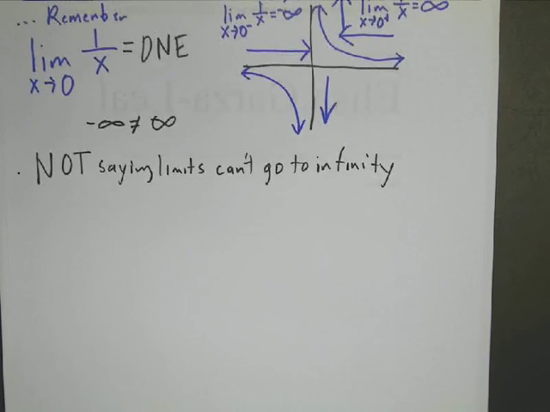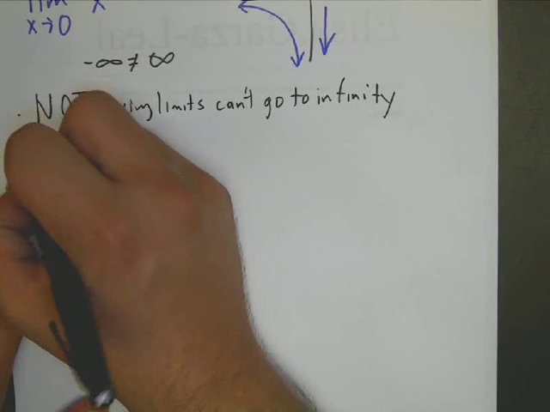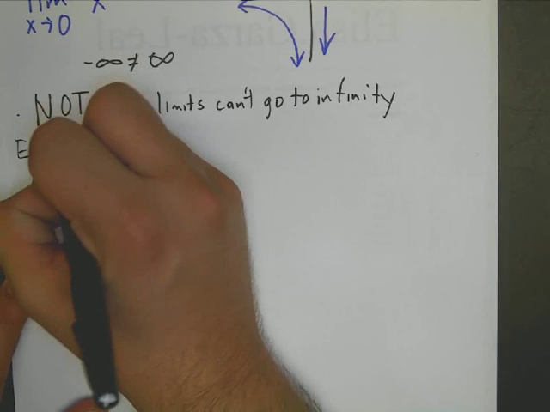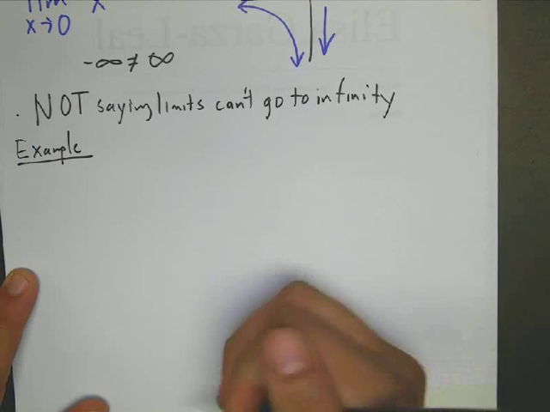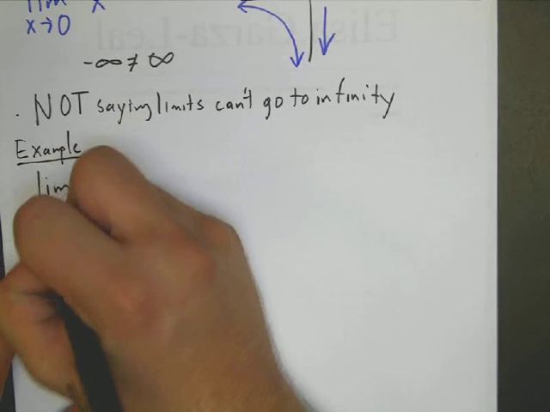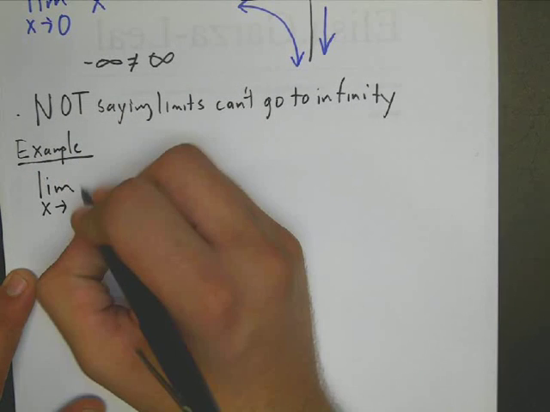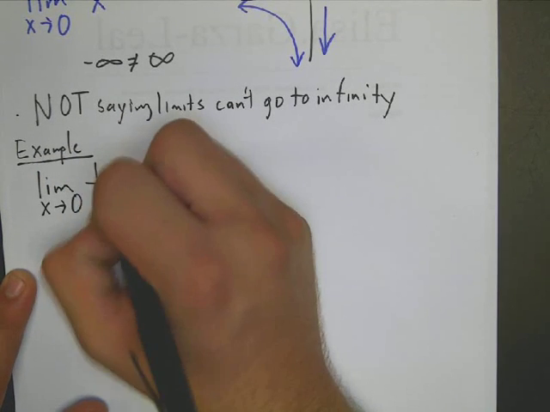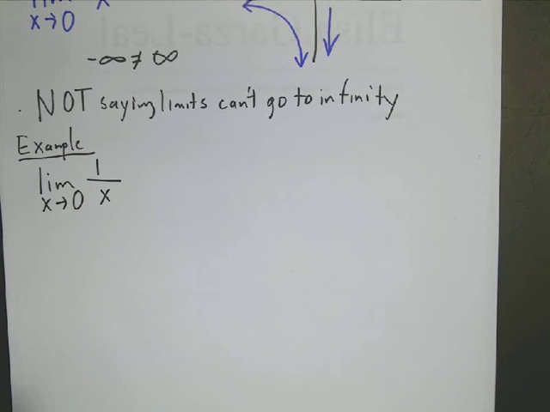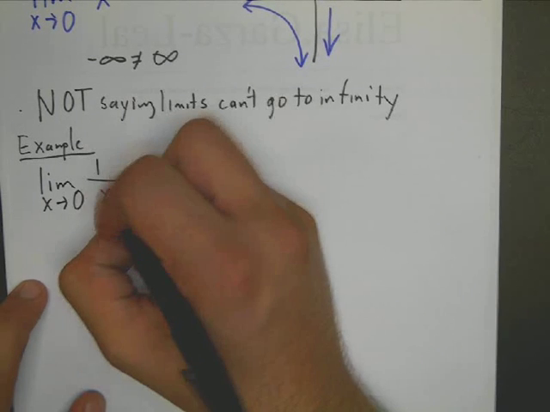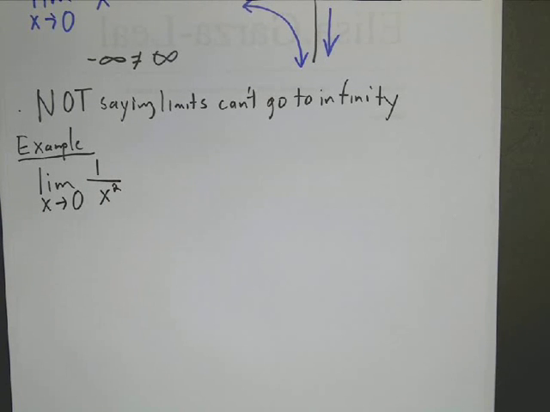So let's look at an example where that happens today. Let's say we have a limit as x approaches 0 of generally the same function, except I'm going to change one small thing, and that is I'm going to square the x in the denominator. Okay?